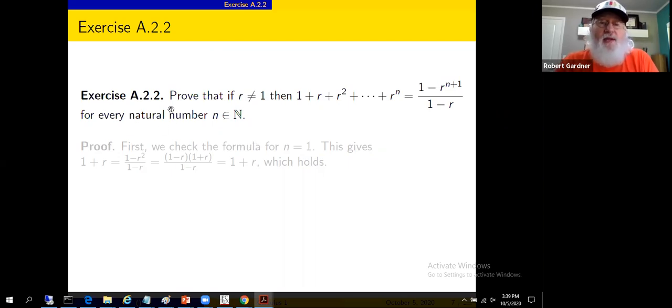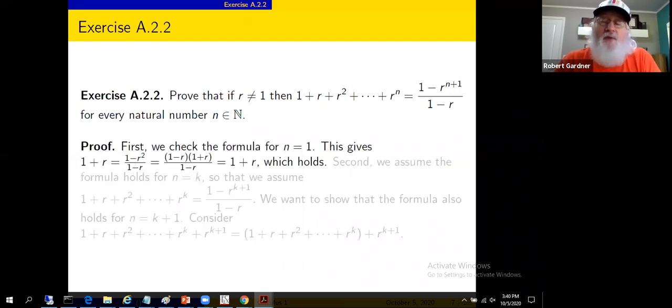Here, this is one of the exercises from the appendix. This will be useful when you encounter geometric series, something you'll see in Calculus 2. This is not a series, this is a finite sum, because we haven't done series yet. So we prove that if r is not 1, then 1 plus r plus r squared, and so on, up through r to the n, equals 1 minus r to the n plus 1 over 1 minus r, for every natural number n.